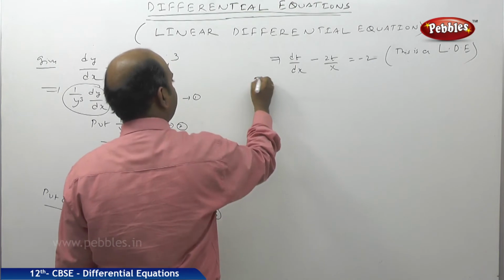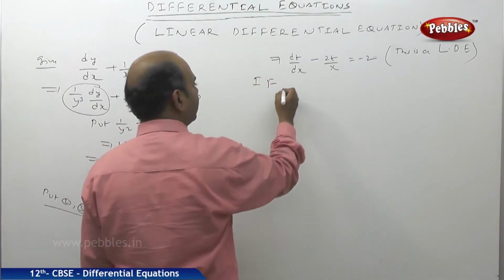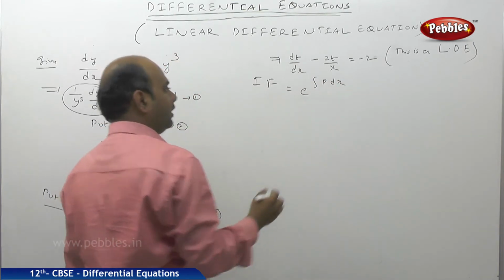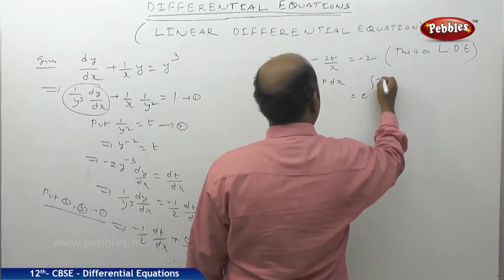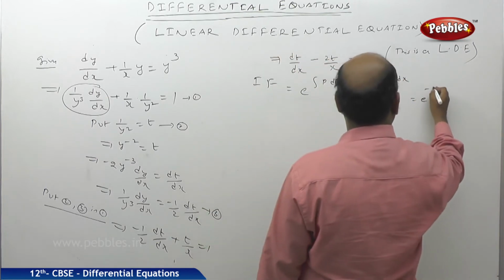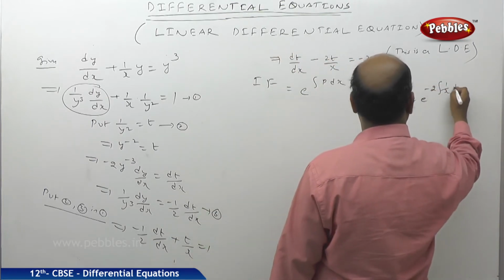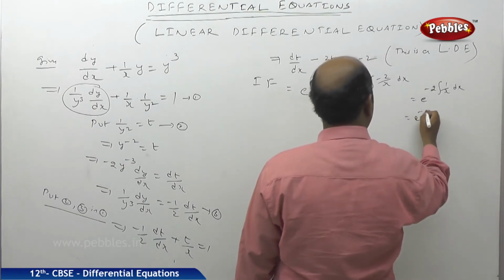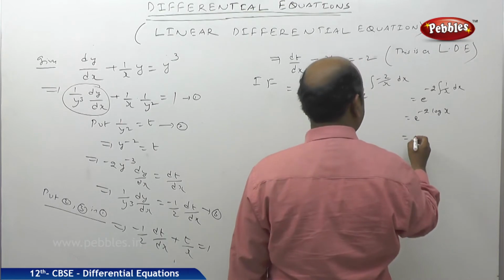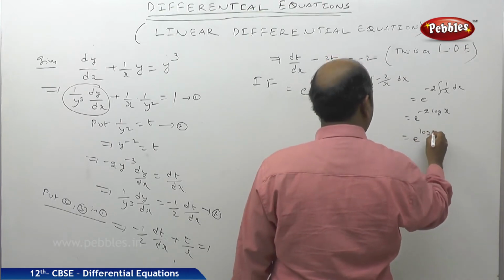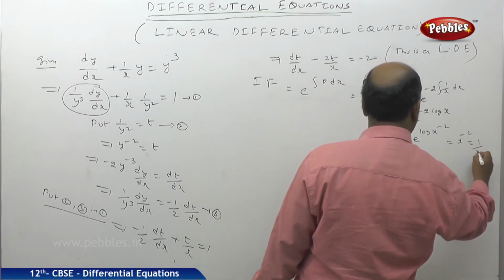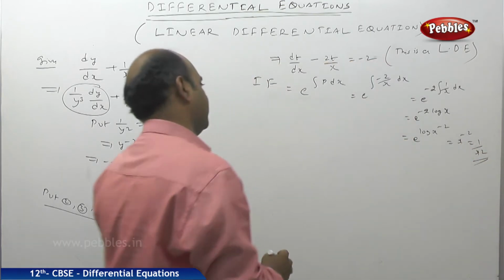So solving a linear differential equation means first I need to find the integrating factor. Integrating factor means e power integral of p dx, that is equal to e power integral of minus 2 by x dx, that is equal to e power minus 2 into integral of 1 by x dx, that means e power minus 2 into log x. So this is nothing but e power log of x power minus 2, that is equal to x power minus 2, that is equal to 1 by x square.